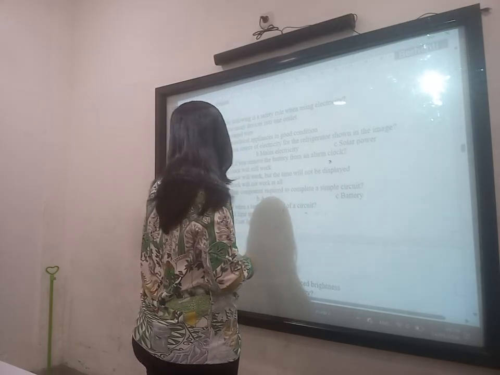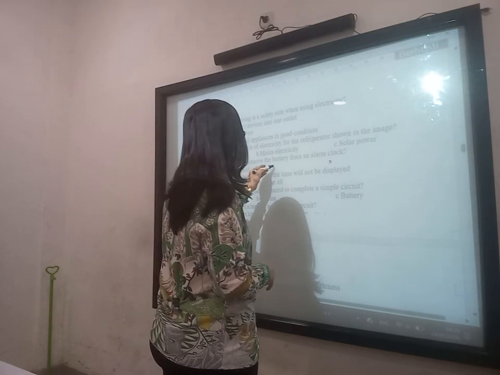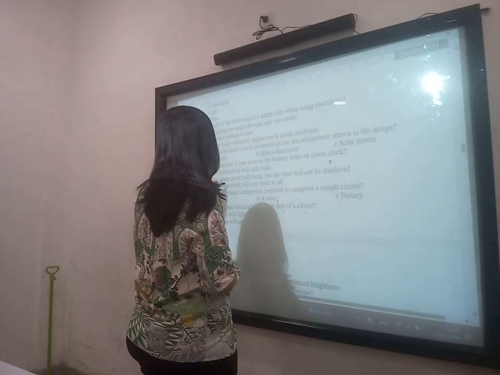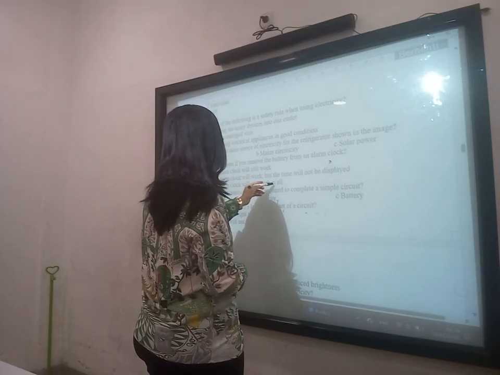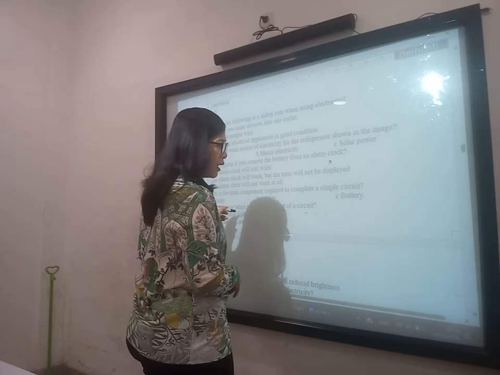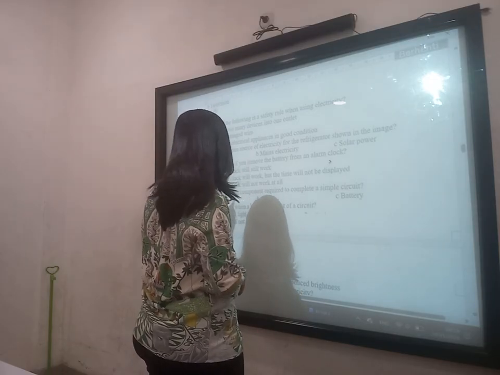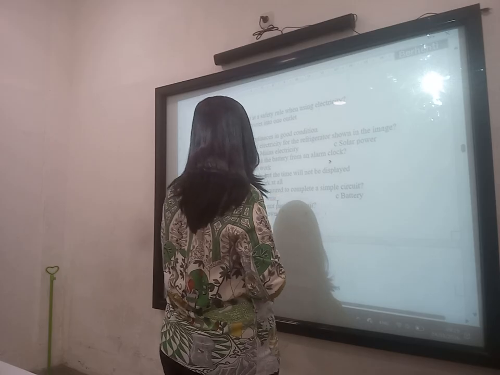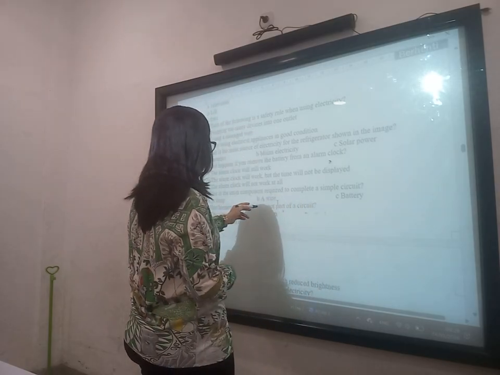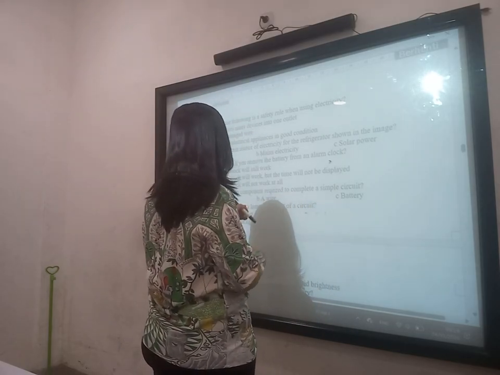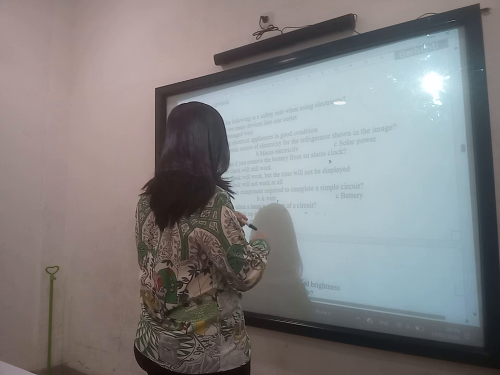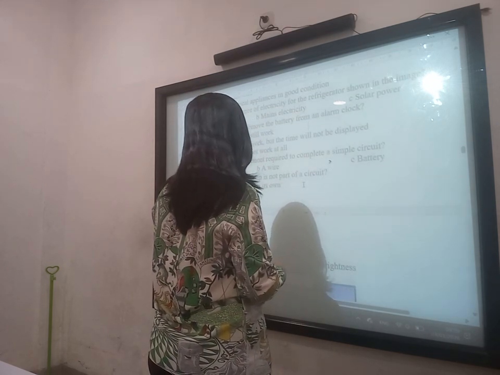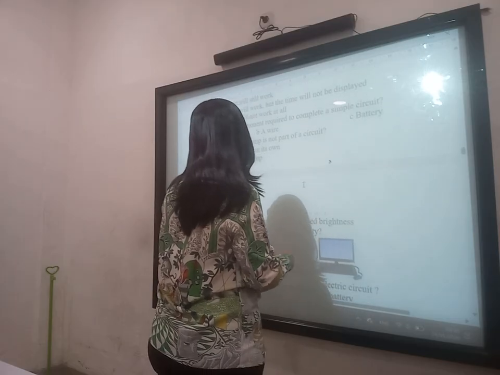Okay. Six: what happens if you remove the battery from the alarm clock? The alarm clock will not work at all. C. The second one: what is the main component required to complete a simple circuit? The main component here is a battery.